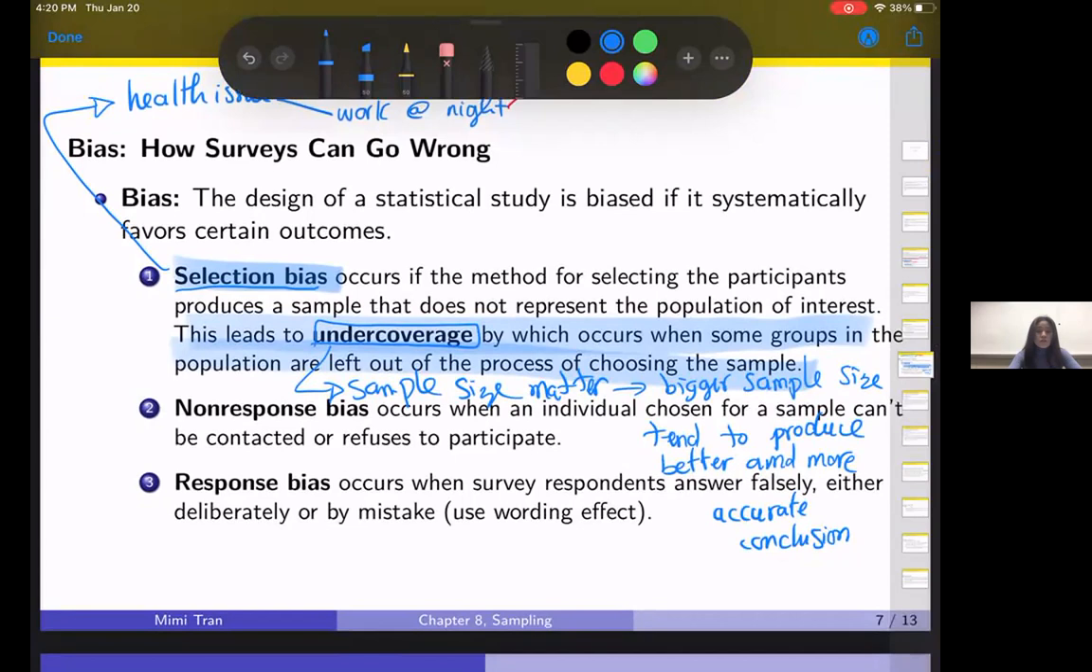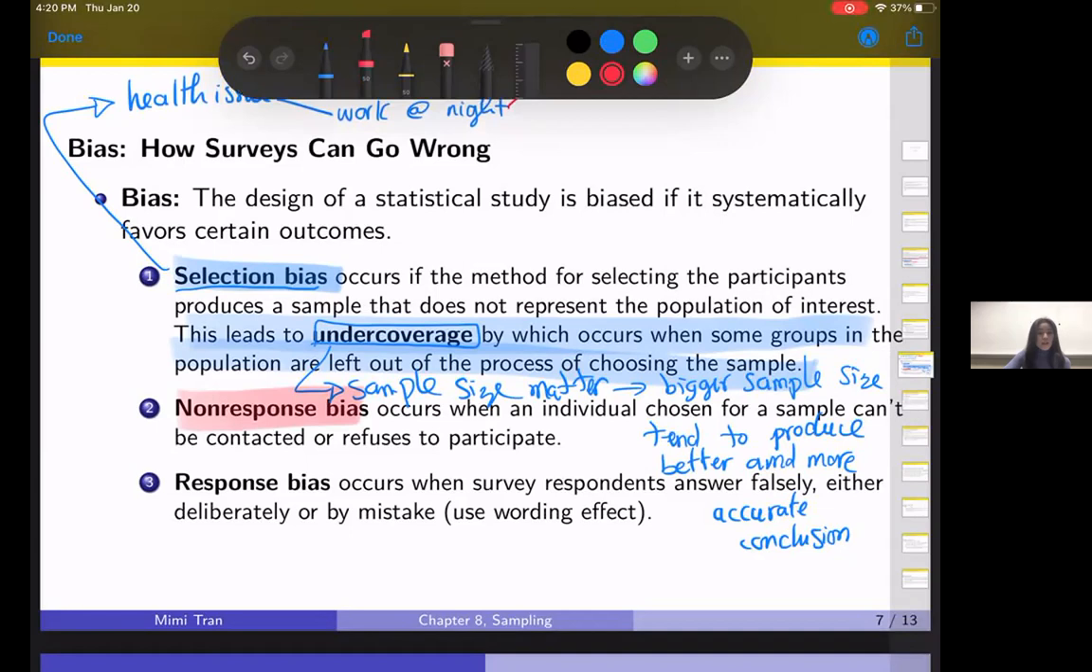Non-response bias, maybe I'll highlight in red. Non-response bias occurs when an individual chosen for a sample can't be contacted or refuses to participate. How do I give you an example of this? Do you guys receive scam phone calls, right? It's some really strange number, a lot of the time telemarketing. A lot of the time we just ignore it, right? But some people pick it up.